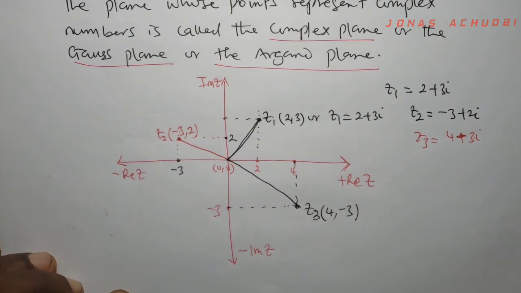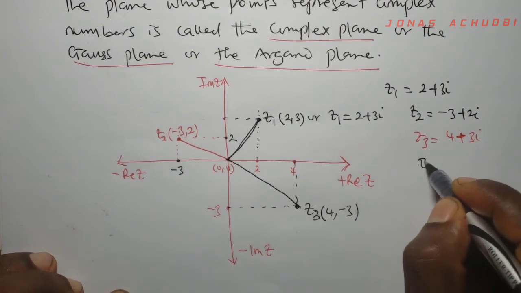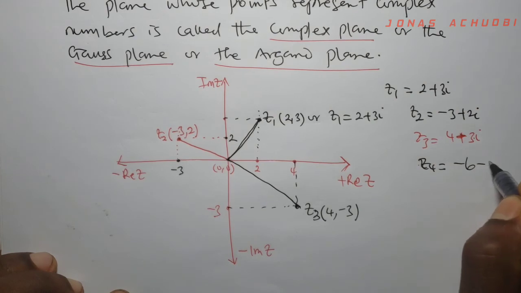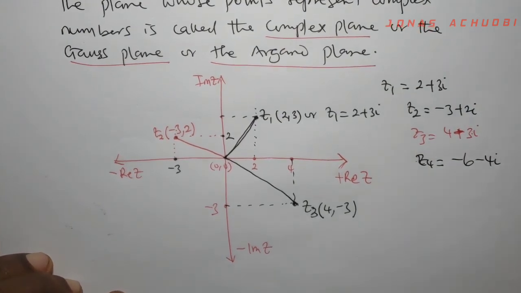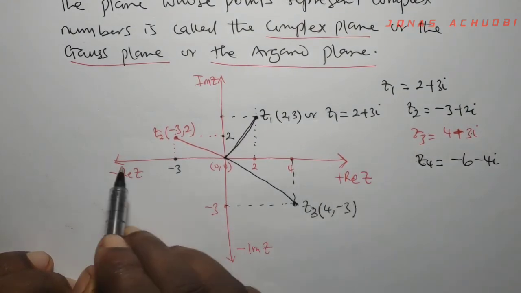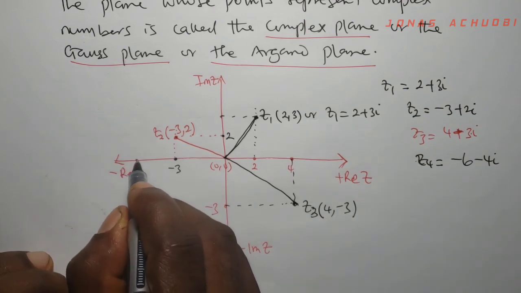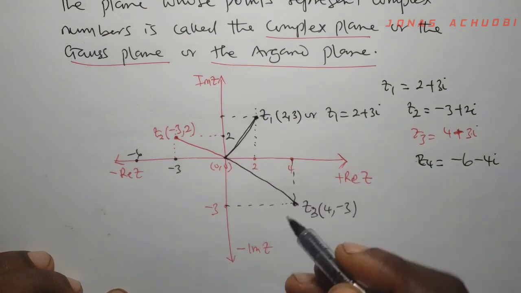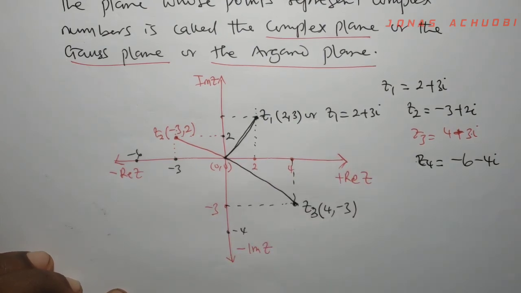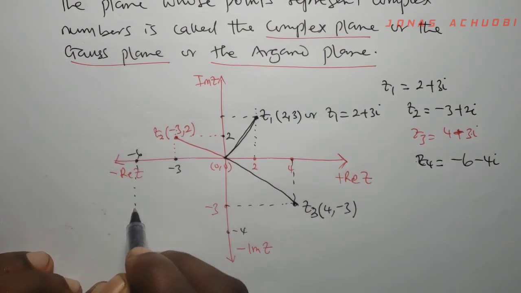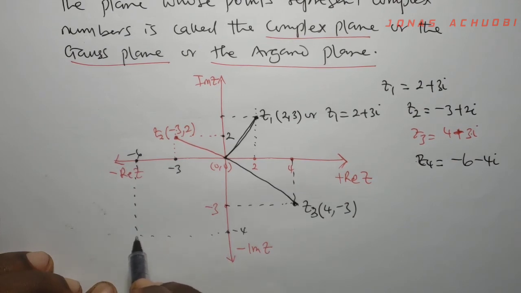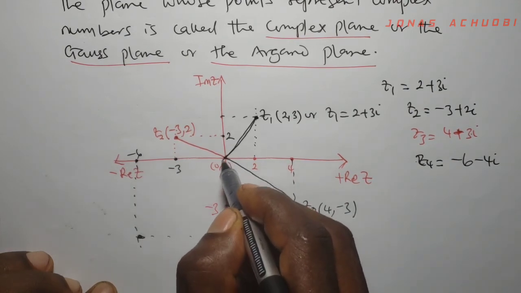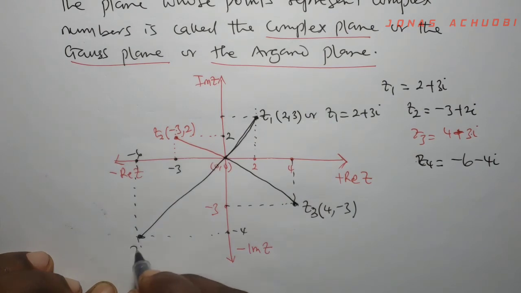That's a complex number. And lastly, let us trace one more. z4 is equal to, say, minus 6 minus 4i. So the real part is negative. Minus 6 is somewhere here. The imaginary part is minus 4. It's negative, so it's down here again, somewhere here. So we trace to see where they meet. Of course, they meet at this point. We now draw from the origin to that point. That is z4. Real part is minus 6. The imaginary part is what?